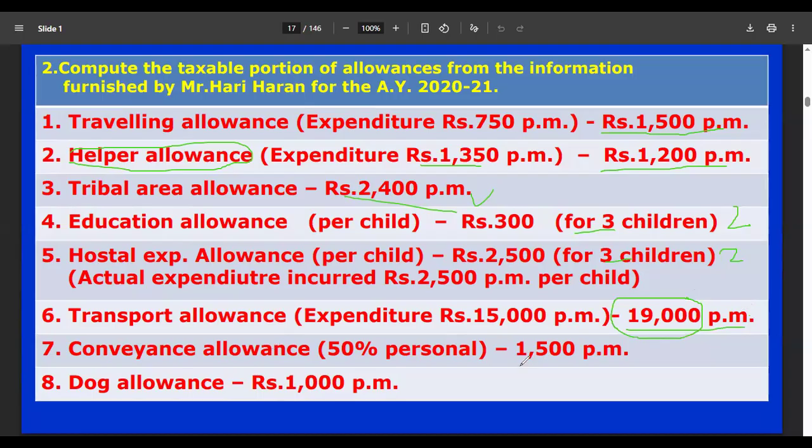Conveyance allowance was given 1,500, out of which 50% is personal. If 50% is personal, then 50% is disallowed. Why? Because personal expenses cannot be considered for exemption purposes. The dog allowance is not a necessity. It is provided as a luxury. So in this case also, the allowance for dog maintenance is fully taxable.